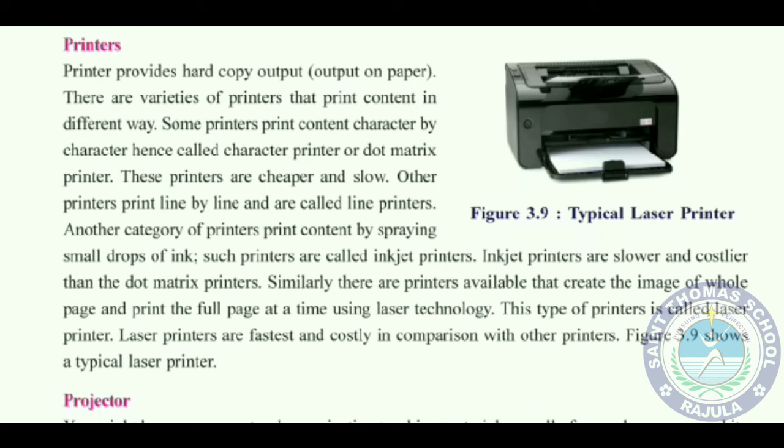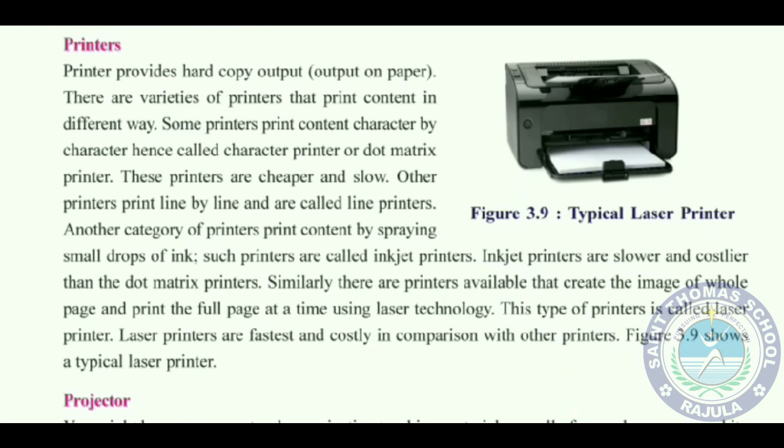Then another printer prints line by line. Okay, meaning instead of one character, it will print the lines together. One line, second line, like this. So it prints the content line by line. That is why it is known as a line printer. So the second category of printer is the line printers.